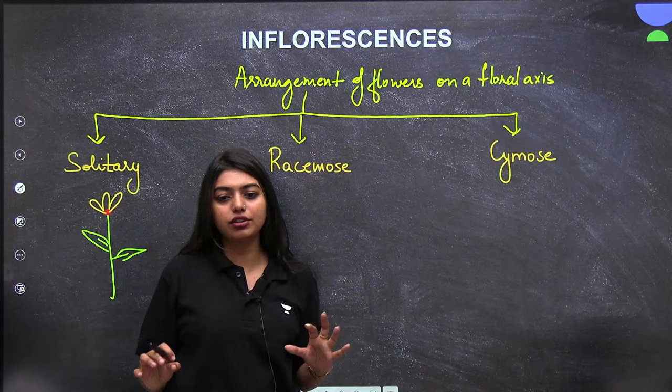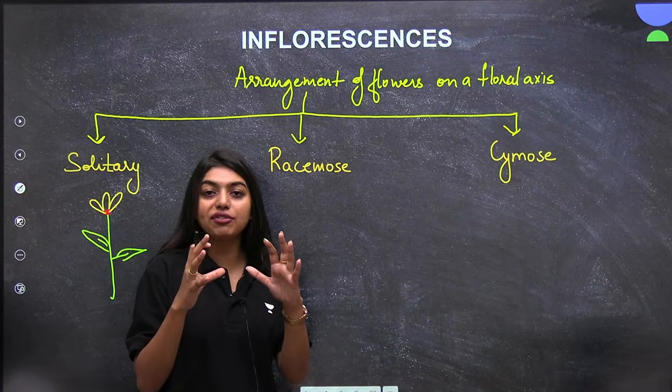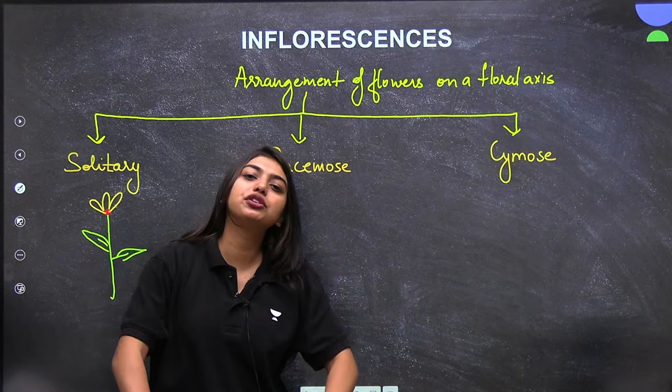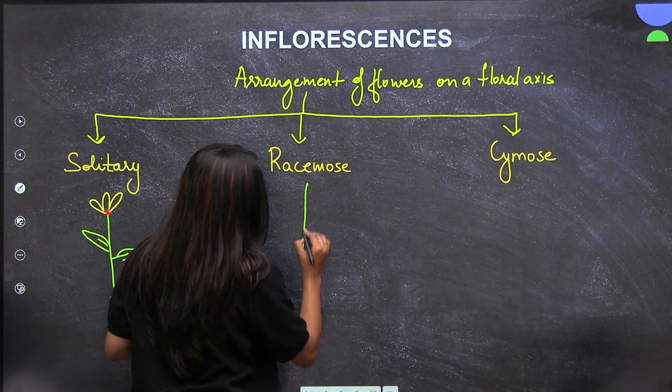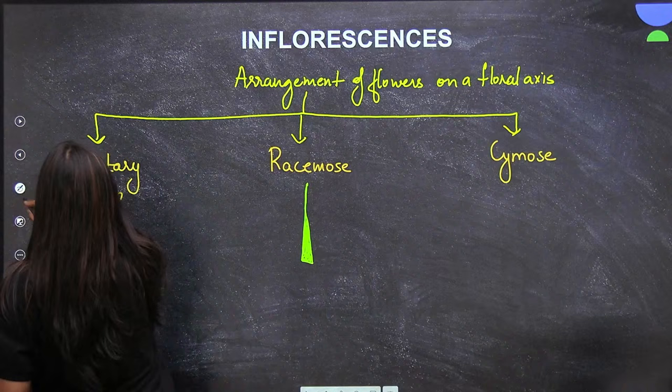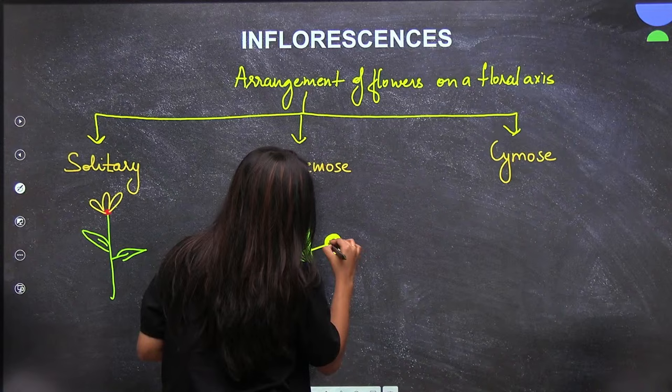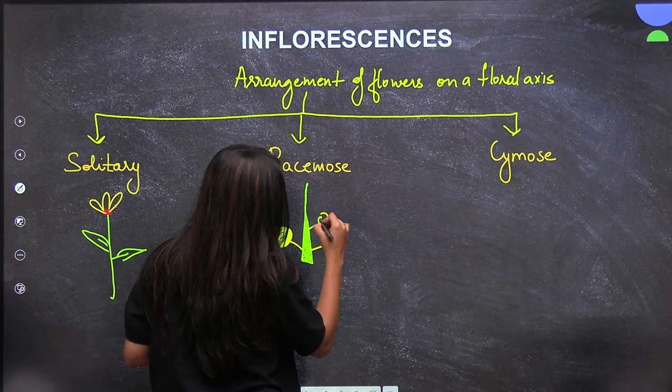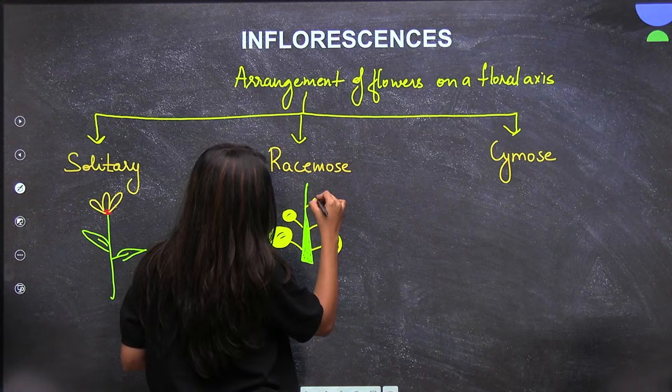So students, in racemose, what is happening? Older flowers will go to the base. They'll be like, I am old, I don't want to get ready and all that, so I'm going to the base. The younger flowers, the budding stars, go on to the top. I'm going to draw your inflorescence. This might look like a lollipop, but it is not. You have to understand this is a flower.